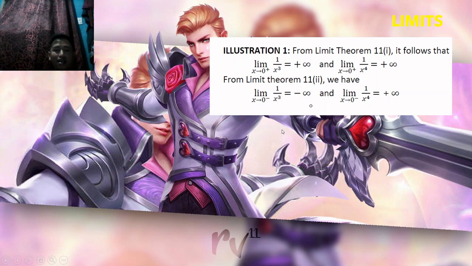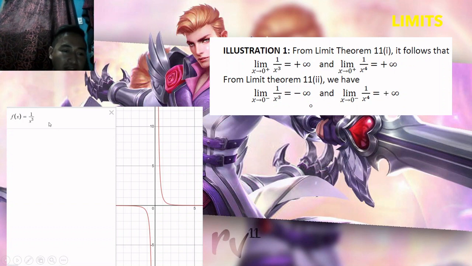Okay. Next, illustration. From the limit theorem, the limit of 1 over x cubed as x approaches 0 plus, or from the right, is equal to positive infinity. And the limit of 1 over x cubed as x approaches 0 from the left, or 0 negative, equals negative infinity, because r is an odd number. For even exponents, they are all positive infinity. See the graph of 1 over x cubed: it goes toward negative infinity.